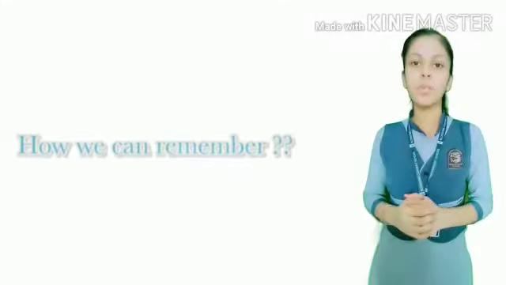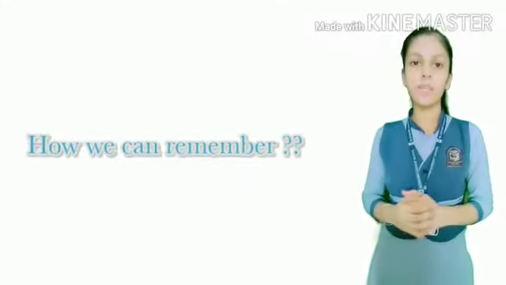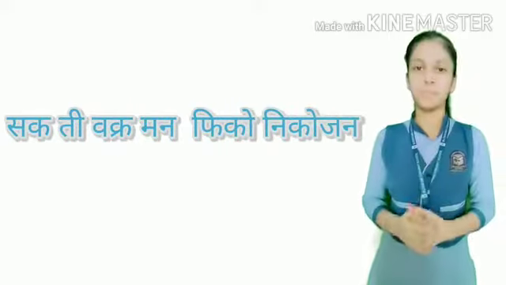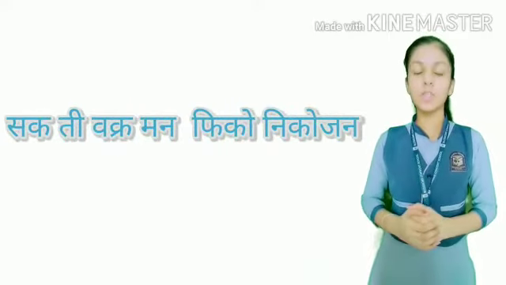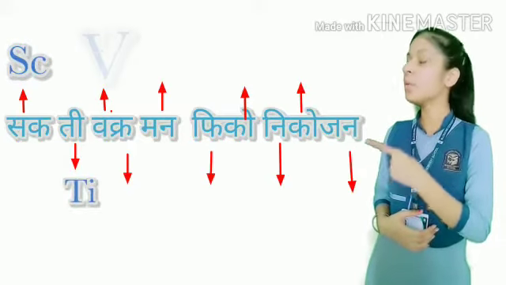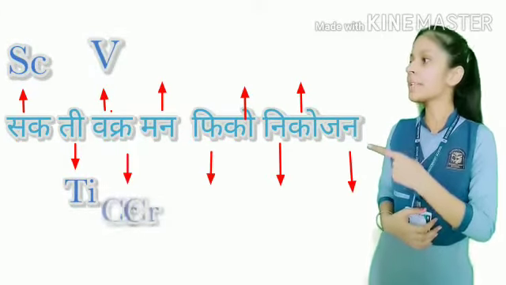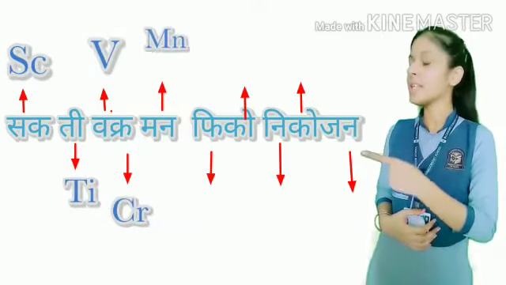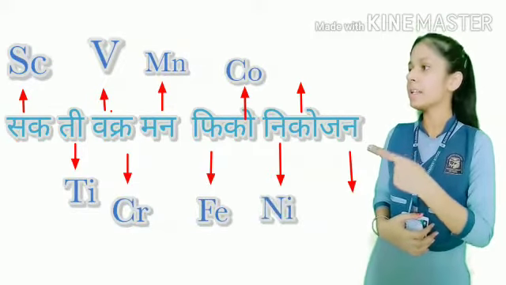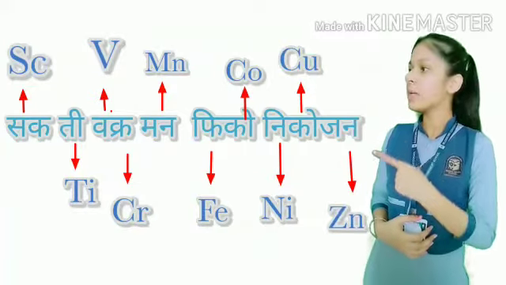Now we are going to learn how we can remember the first transition series of D block elements. So the trick is Sakti Vakraman Fico Nico Jan. This is a Sanskrit line, so let's start. Sak means scandium, T means titanium, V means vanadium, K means chromium, Man means manganese, Phi means iron, Co means cobalt, Ni means nickel, Co means copper, Jan means zinc.